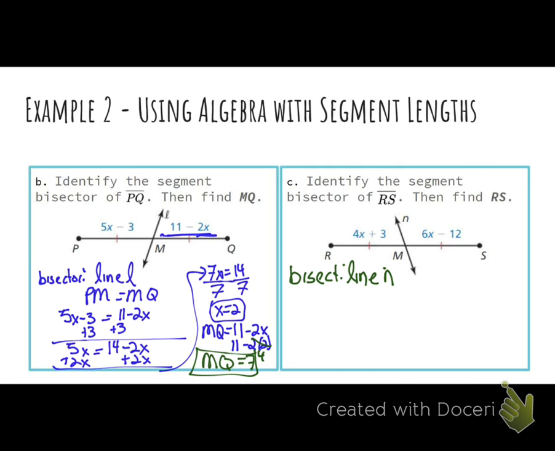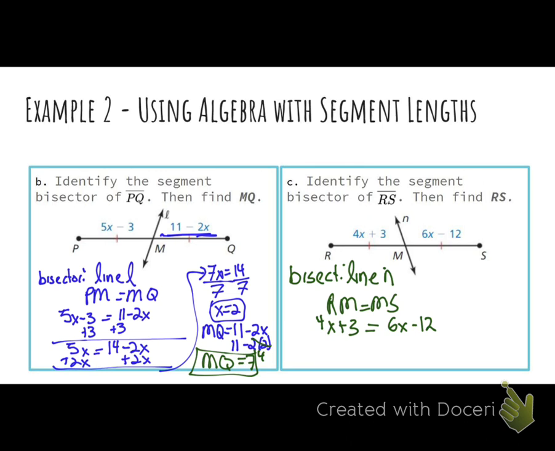Okay, now we got to set up our equal statement. Who would like to try to do that? Gianna? RM equals MS. Nice work. Okay, we're going to substitute in what we have. I'm going to go ahead and do that. 4x plus 3 equals 6x minus 12. We're going to combine like terms. Like terms are things with variables and things without variables, the constant terms.